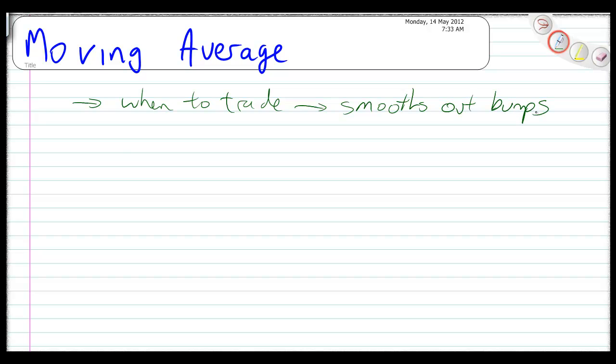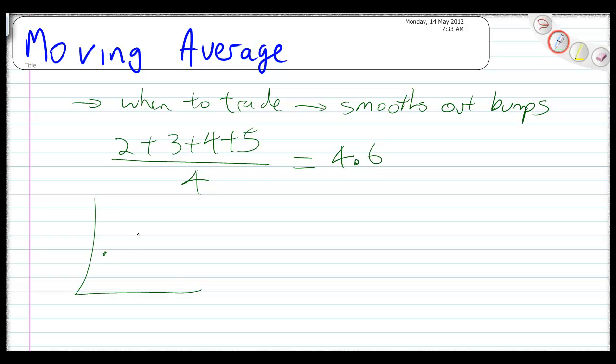But if you remember back to stats, if we had these numbers here and we added them up, the average of them, because you divide them by 4, would be 4.6. So on average it's about 4.6. But if you had that on a graph, you might have a 2 here, then a 3 here, then a 4 here, then a 5 here. And the average of 4.6 is kind of floating in here. So it takes out the rising thing that's going on.